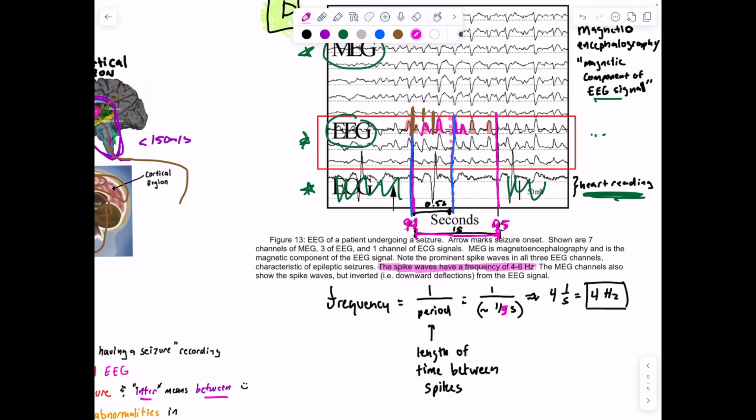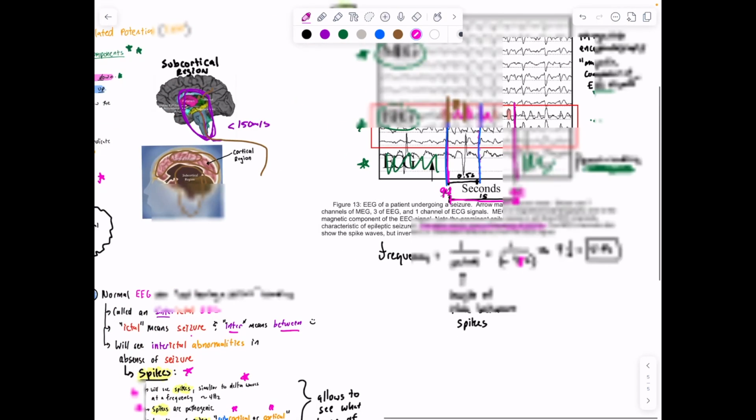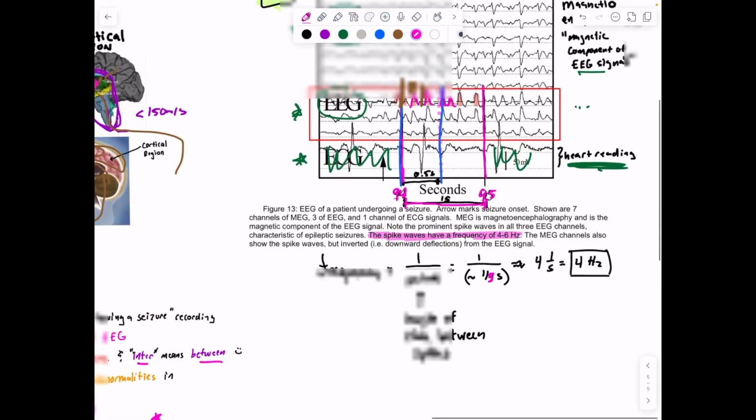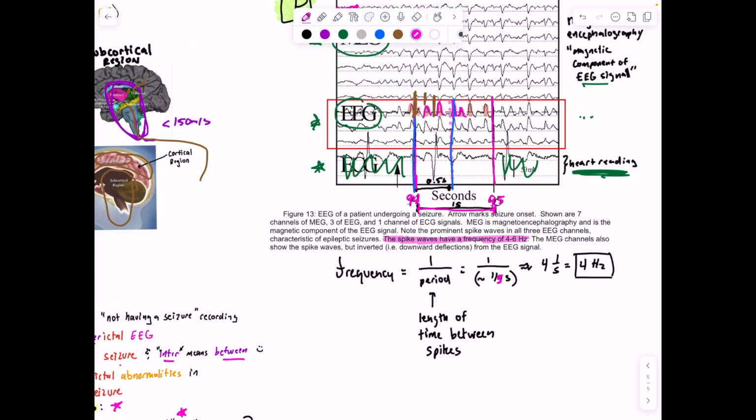But frequency is defined as 1 over period, right? So period is the length between the peaks of the wave. So we have the time length between here and here, 2 spikes, is about 1/5 of a second. So I do 1 over 1/5, and I get, in this case, 5 over 1 over seconds. 1 over seconds is the units, and hertz is equal to 1 over seconds. So we would say that this is approximately 5 hertz, which is similar to a delta wave, which is a spike. Delta waves are pathogenic.